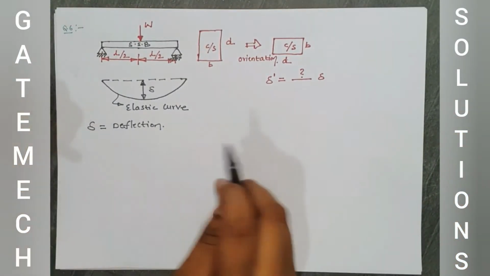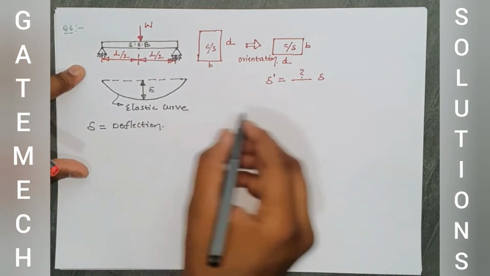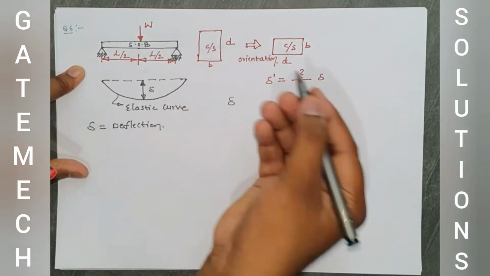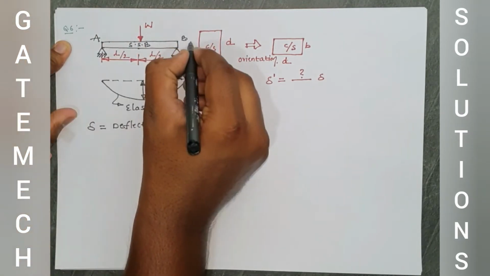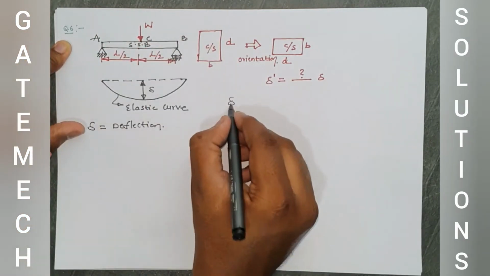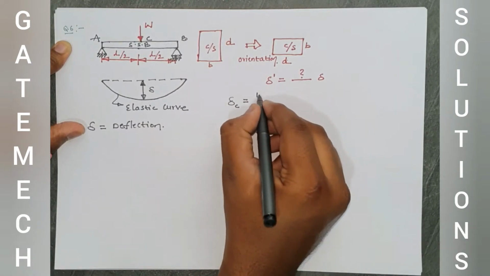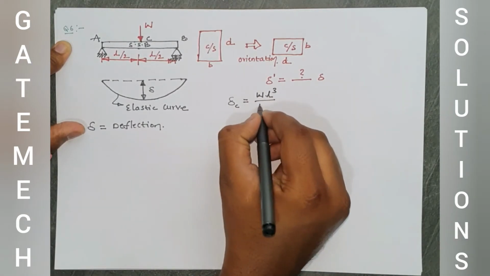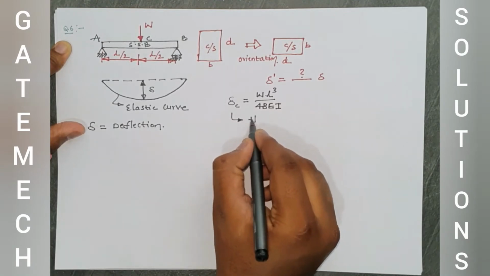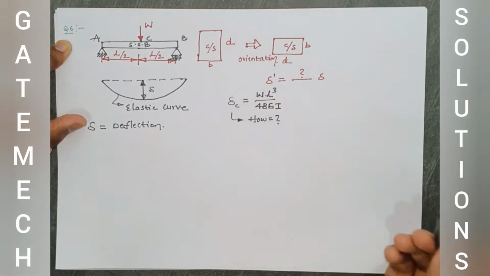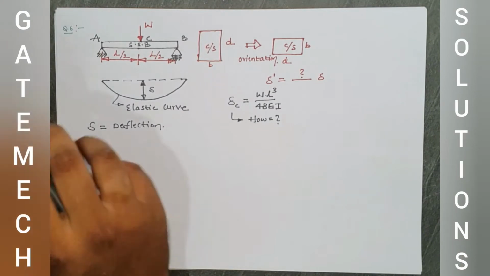For a simply supported beam, whenever the central load is acting exactly in the middle, the maximum deflection obviously will occur at the center. Let us say I am taking this point as A, this point as B, and this point is C. Exactly at C, the value is given as WL cubed divided by 48 EI. How this formula came into the picture, that everything I am going to discuss. And what are the assumptions required for this question, that also I am going to discuss.